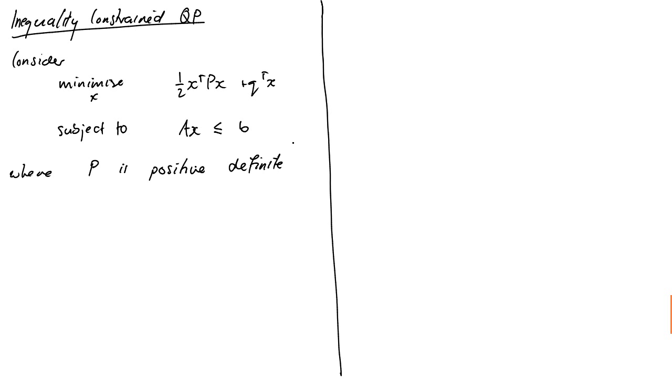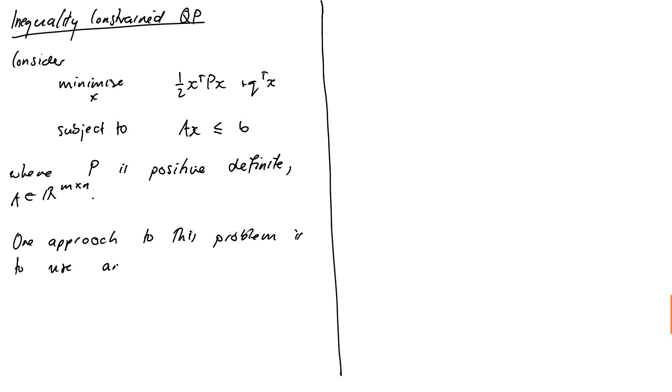And we'll see why we need that soon. Okay, and A is an n by n constraint matrix. Okay, so one approach to this problem, it's not the only way, is to use what we call an active set strategy.